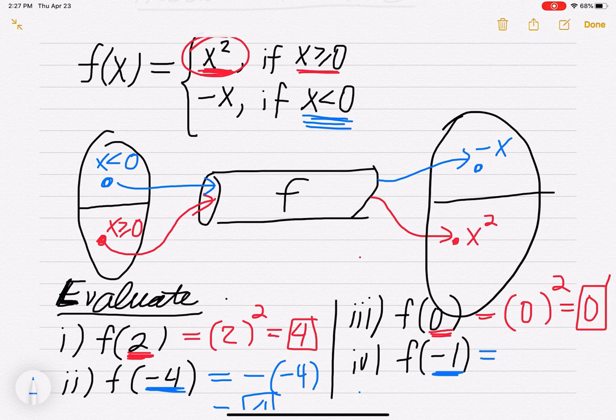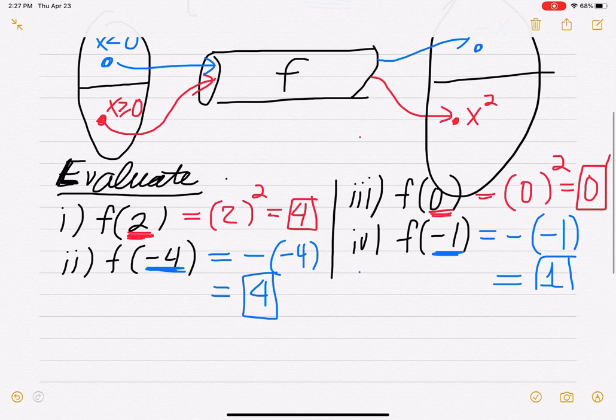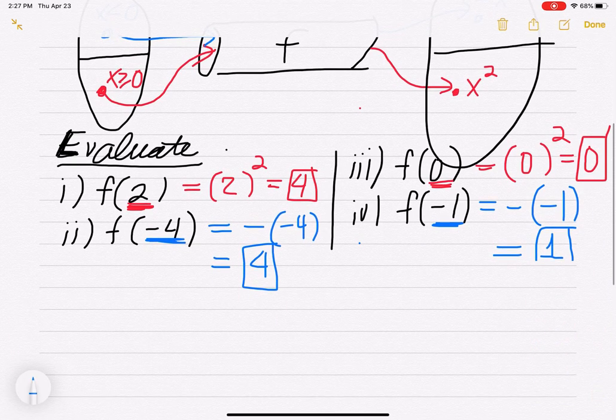So I'm going to set up my blue template. I have what? Negative x. So I'm going to have negative blank, and in place of the blank, I'm going to put that minus 1. We're going to get a double negative again, and we're going to have just a 1 for an answer. All right, let me box that properly.